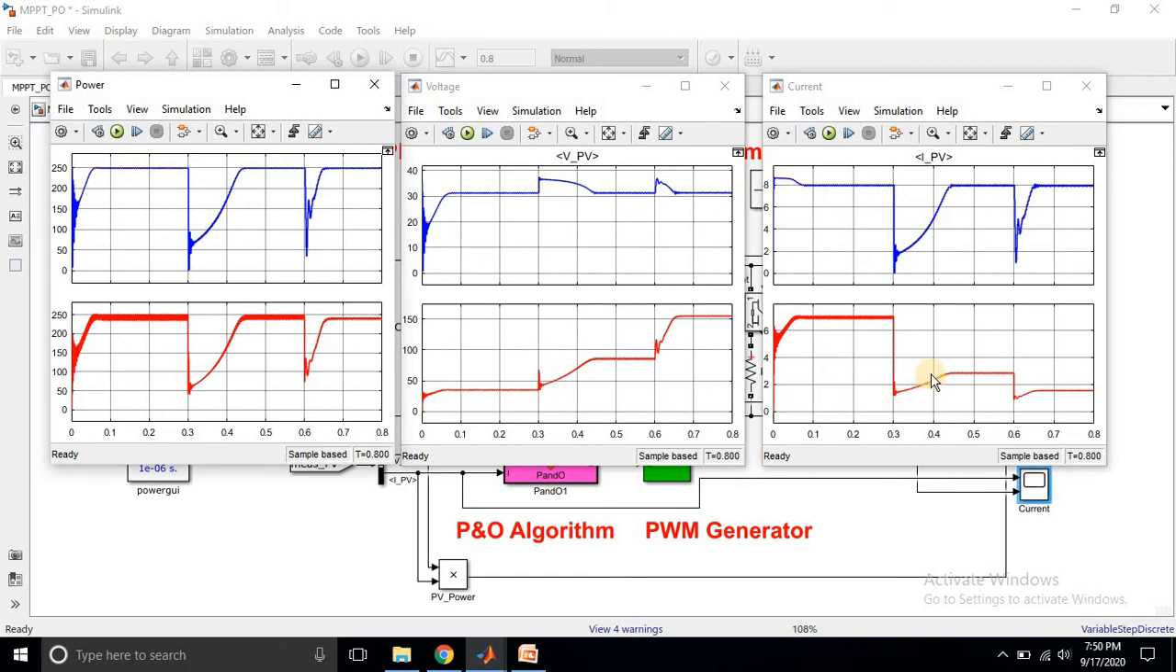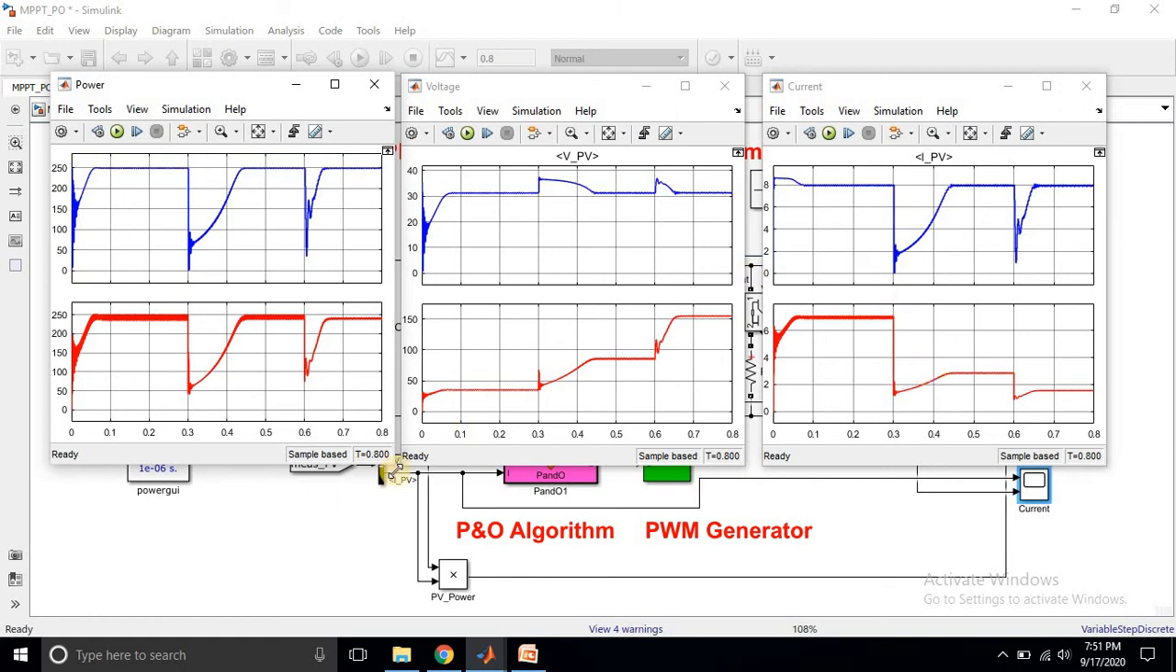So this is condition 1. That means we are going to fix the input parameters, irradiation and temperature, at a fixed point, and then we vary the load and see the variation of the power extraction.